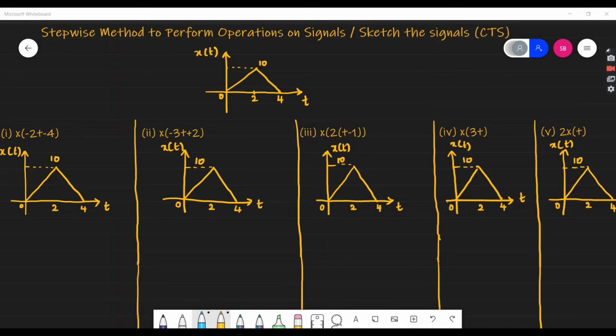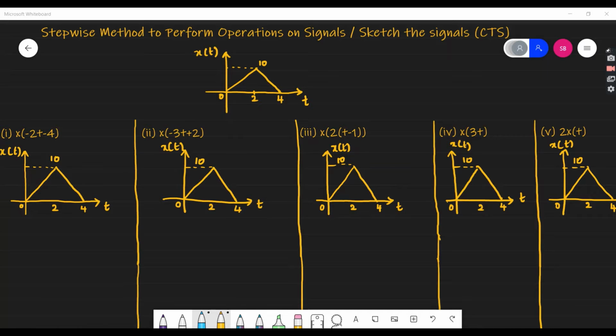Hello viewers, in this video we will see a stepwise method to perform operations on signals, or to sketch the signals, especially continuous-time signals. So this is the problem example given.